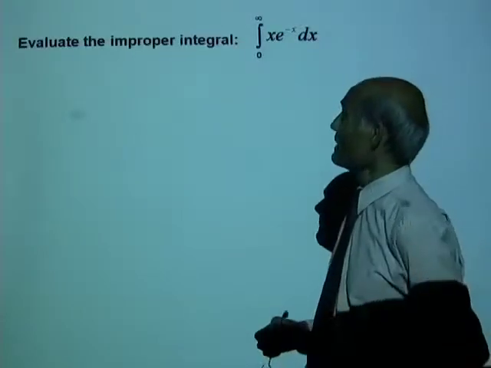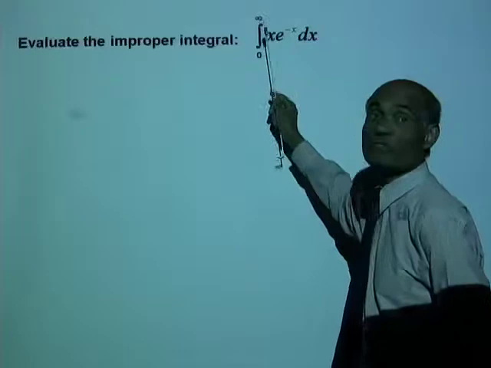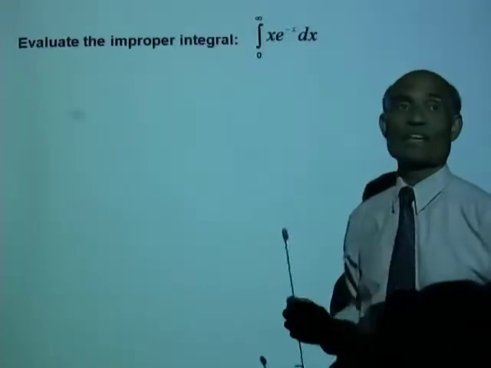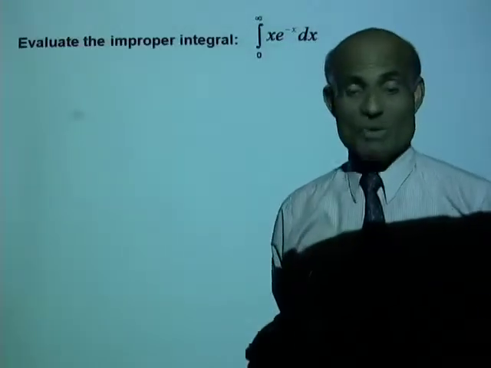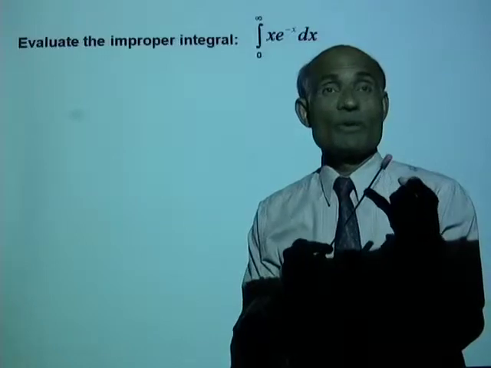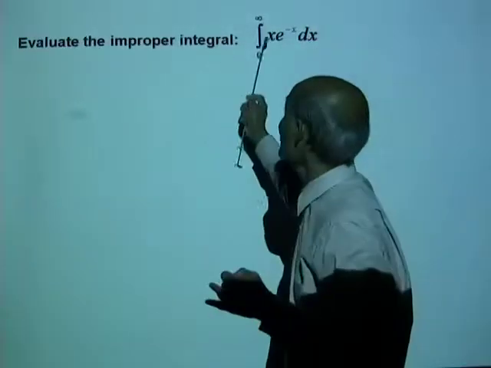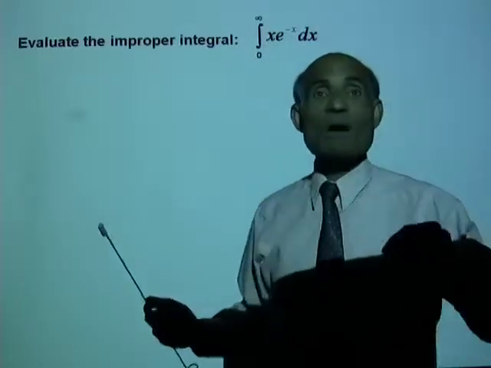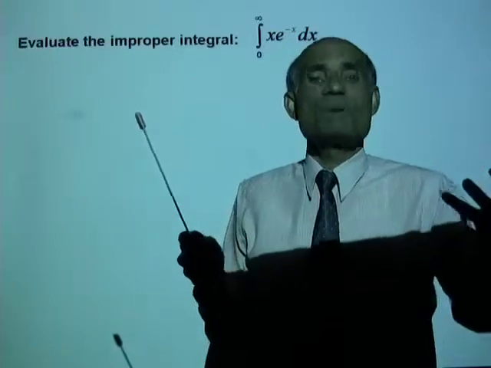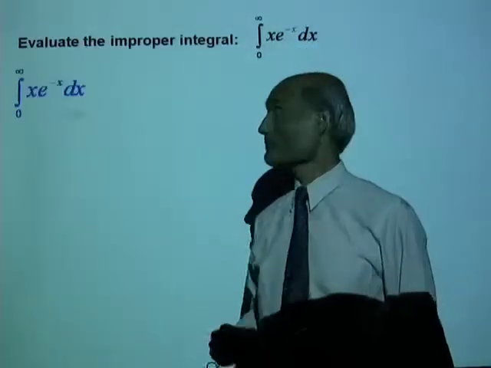Alright, another one. Evaluate the improper integral, integral 0 to infinity, x e to the power of negative x dx. Well, there are two things I want you to look at it and figure out. One, write it as a limit. Second, how do you integrate this? X e to the power of negative x dx. Which of the integration techniques we developed so far will apply here? Well, think about it.